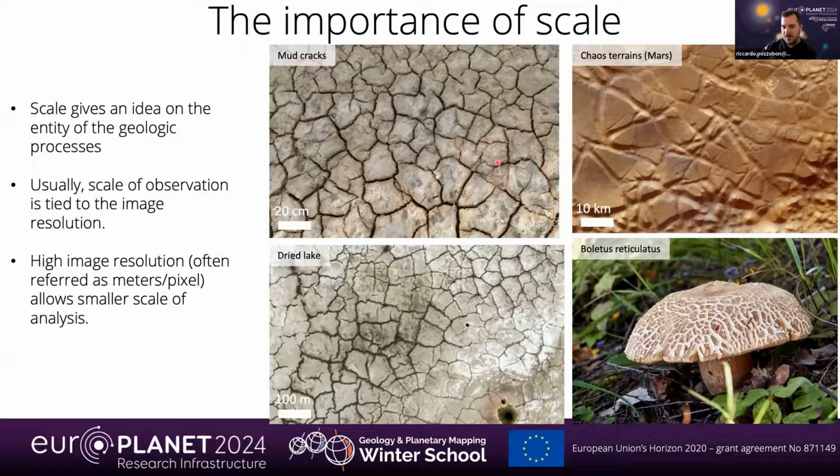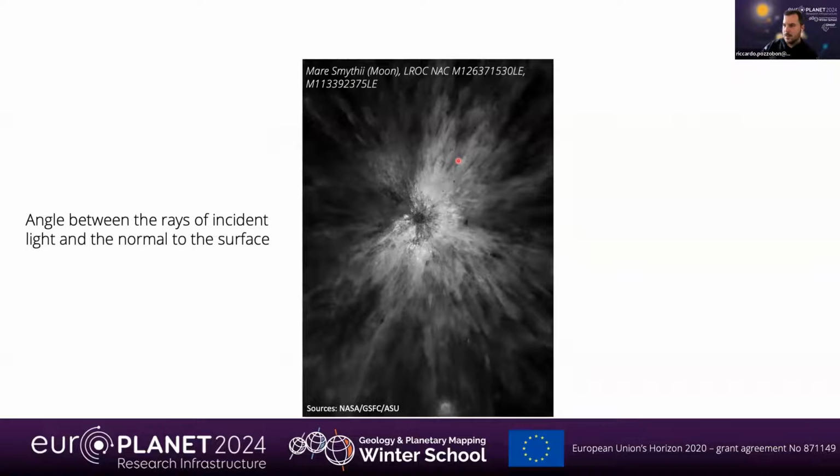Then I said there's another thing, which is the illumination conditions. So if I show you this picture, this is Mare Smythii on the Moon, and we do not know the angle from which the sunlight is coming to the surface. What can we derive? We can derive these beautiful bright rays all around, but we do not know anything about the morphology of this object.